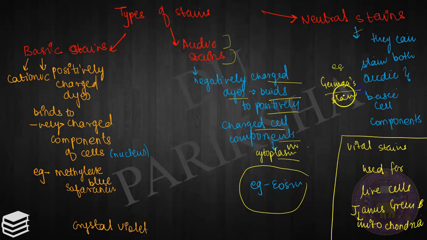Example: Giemsa stain. Then the fourth one we have is vital stains. They are used for staining live cells. For example, Janus green B for visualizing mitochondria.